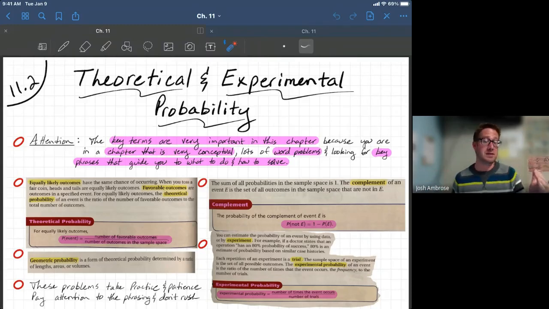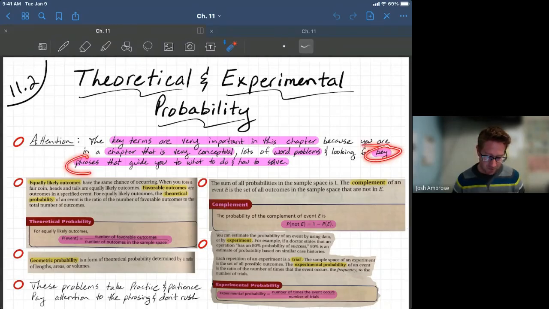What is the phrasing? What's the word? What's the special phrase that determines I use this, or something different that tells me I use this? All of that is to say that you have to pay close attention to exact phrases. As this says right here, key phrases are there to guide you, but it takes practice, it takes repetition, and the note down here: practice, patience, and pay attention.